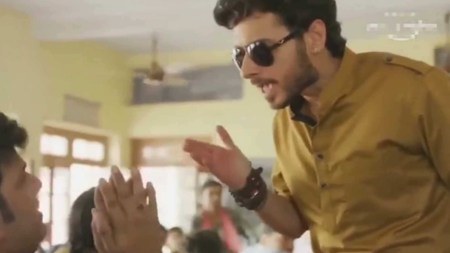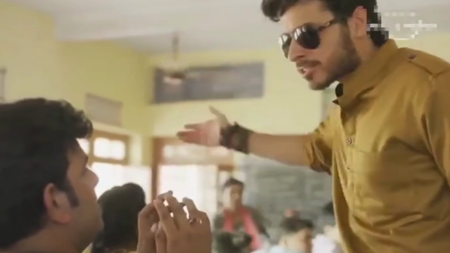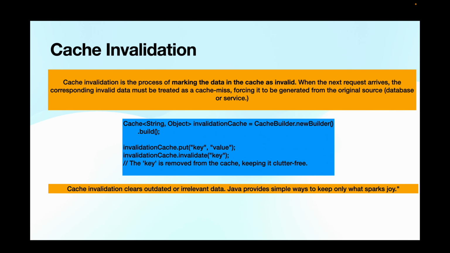Now the last one but not least, cache invalidation. Cache invalidation is the process of marking the data in a cache as invalid. When the next request arrives, the corresponding invalid data must be treated as a cache miss, forcing it to be generated from the original source, like a database or services.